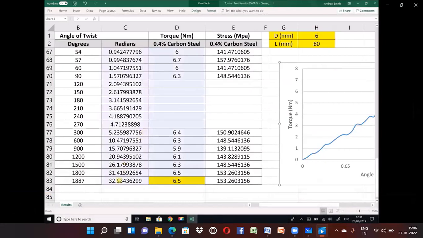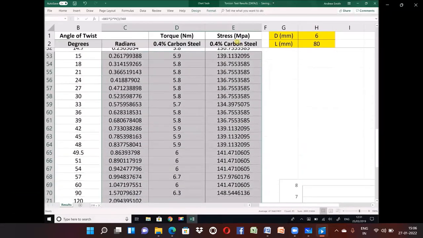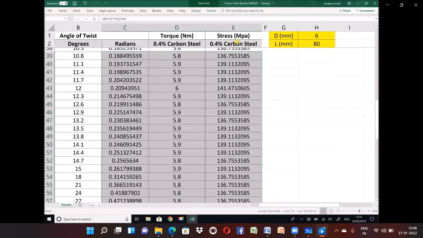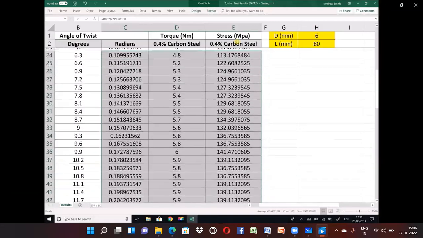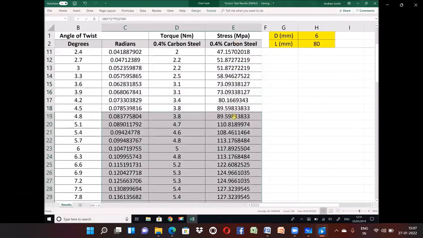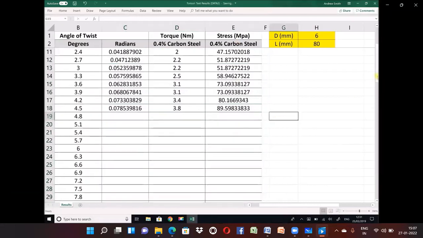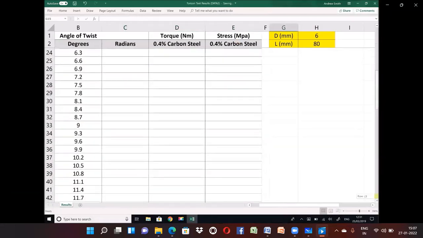And I'm going to remove all of the data up to an angle of twist of 0.08. And by remove the data, I mean I'm going to delete it for the purpose of producing the graph. So I'm going to remove all of that data, and then I'm going to return back to my graph.